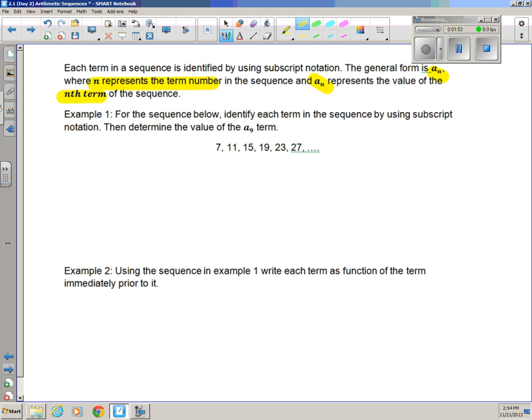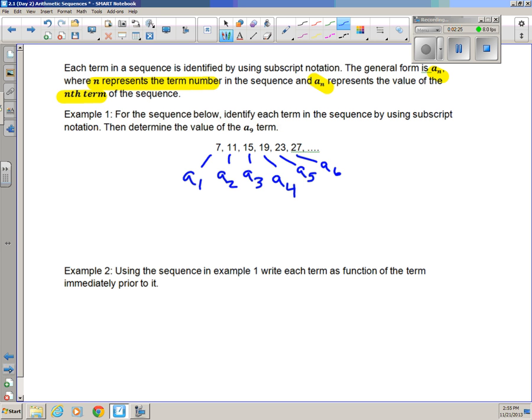Example 1: for the sequence below, identify each term in the sequence by using subscript notation, then determine the value of A sub 9, the term we want to find. So 7 is the first term, or A sub 1. 11 is your second term, A sub 2. 15 is your third term, A sub 3. 19 is your fourth term, A sub 4. 23 is your fifth term, and 27 is your sixth term.